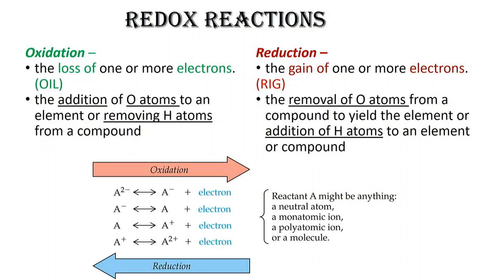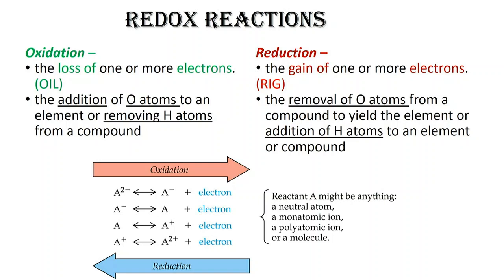So oxidation can also be considered the addition of oxygen atoms to an element, or the removing of hydrogen atoms from a compound. Similarly, reduction can also be the removal of oxygen atoms from a compound, or the addition of hydrogen atoms to an element or compound.